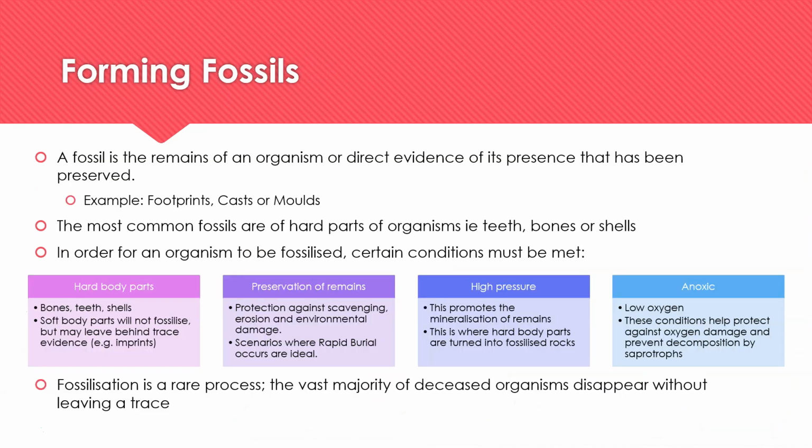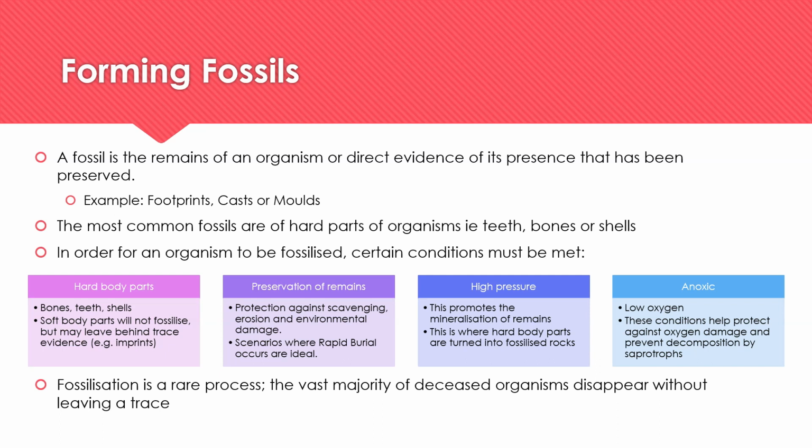So how we form fossils is really important for you to understand. It's the remains of an organism or its direct evidence of its presence that's been preserved. So you could have footprints, you could have a cast or mold type of fossil. There are different kinds. Most often you're going to find it's the hard parts of an organism that get fossilized, like teeth, bones or shells, but there are certain conditions you have to meet. Really, you need hard body parts. Soft body parts don't get fossilized.